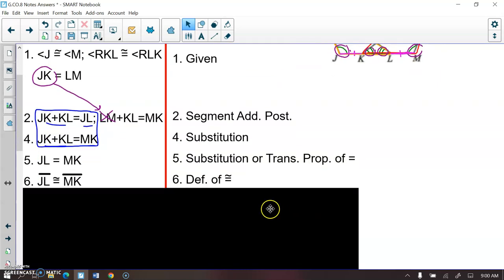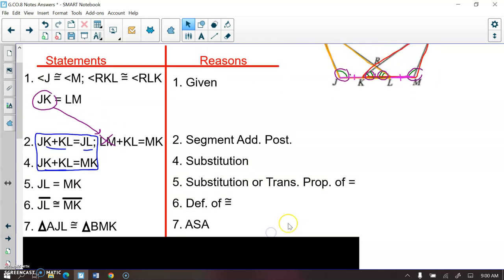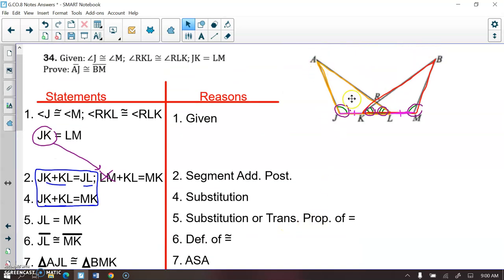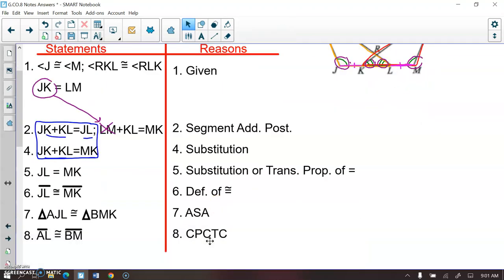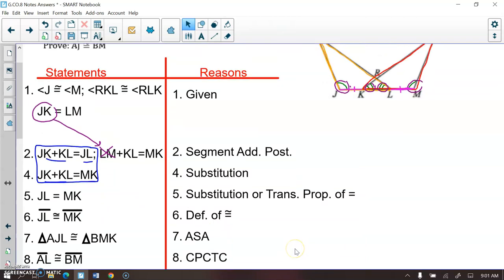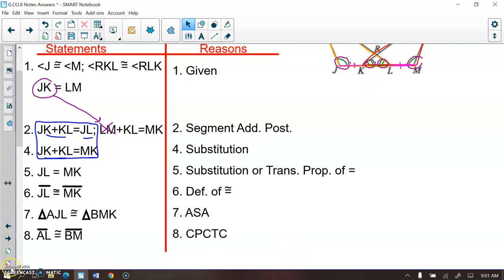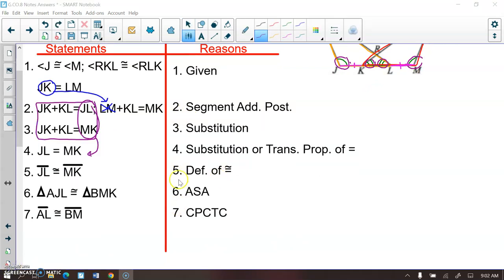So now I know that these triangles are congruent by ASA. And I did AJL, so my order is BMK. I'm trying to prove that these other corresponding sides on these 2 triangles are congruent. So then by CPCTC, I have the sides that I was trying to prove congruent to each other. Make sure to fix all your numbering. They were off. Now this is correct.